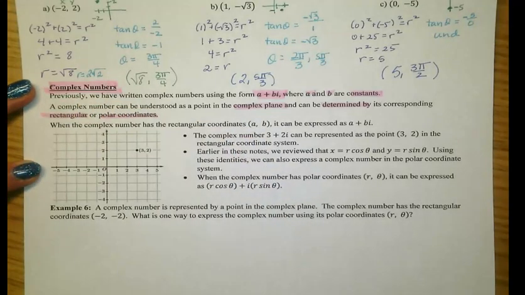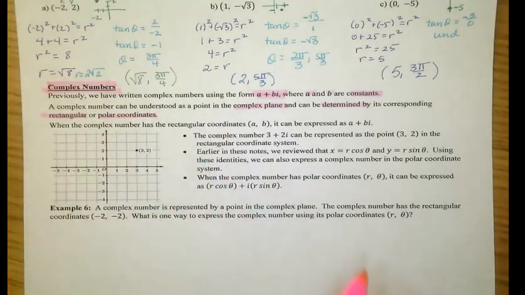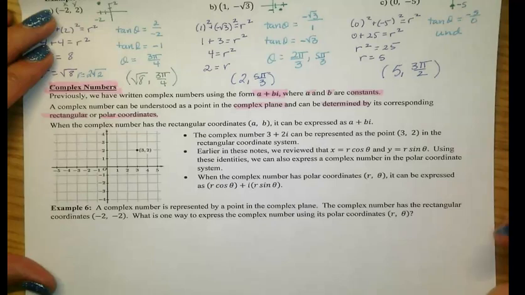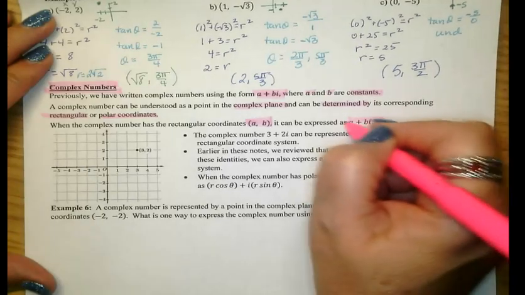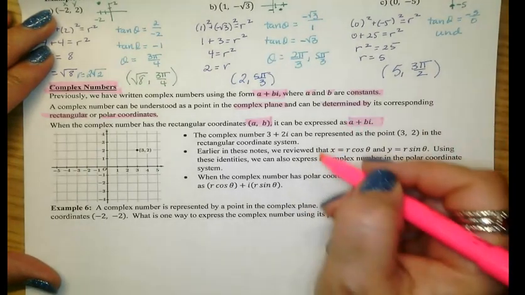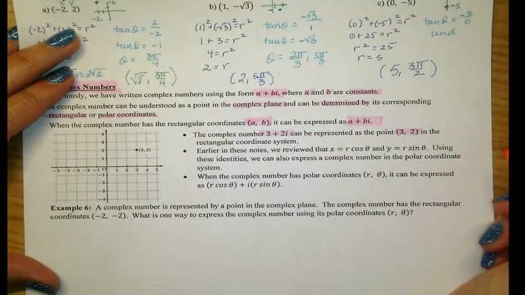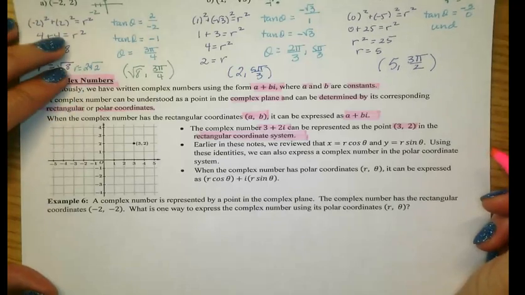In other words, I can take an imaginary number and I can define it in a rectangular system like we did earlier in the year and like you learned in Algebra 2, or we can take this same point and define it in the polar coordinate system. All right, so complex numbers are a little different in that regard. So when a complex number has a rectangular coordinate (a, b), then it can be expressed as a plus bi. The complex number 3 plus 2i can be represented as the point (3, 2). So it's a connection there in the rectangular coordinate system. Will they always be nice and pretty? No. So it's important that you know how.